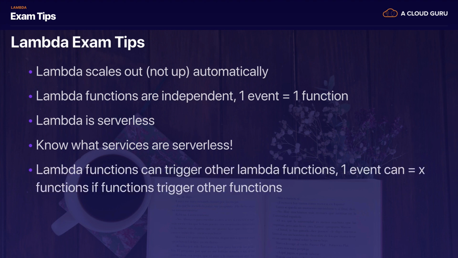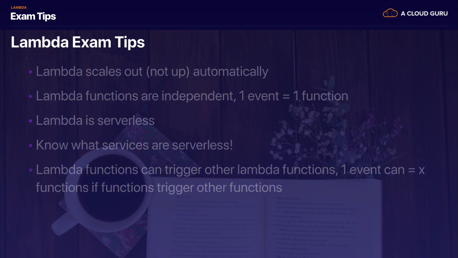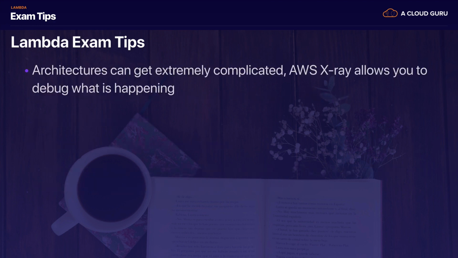It's a virtual machine. And then just remember that Lambda functions can trigger other Lambda functions. So one event can actually equal X number of functions if functions are triggering other functions. So you could have one event which triggers off 5 or 10 or 15 or 20 different Lambda functions. And then just remember that architectures can start getting extremely complicated with Lambda, and it can be really difficult to debug these. And that's what the AWS X-Ray service allows you to do. It allows you to go in and debug what is happening with Lambda. We're not going to have a lecture on X-Ray because literally all you need to know is what it is. So it helps you debug your serverless applications.